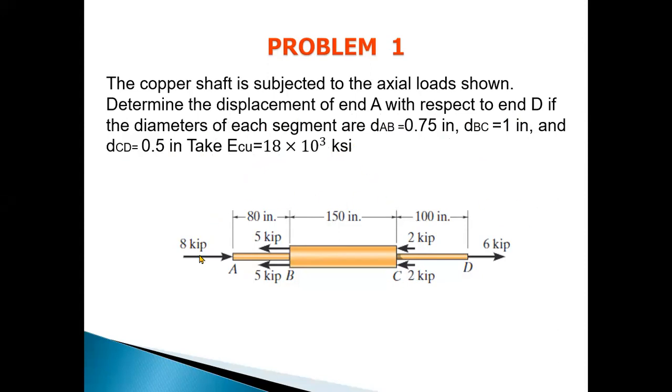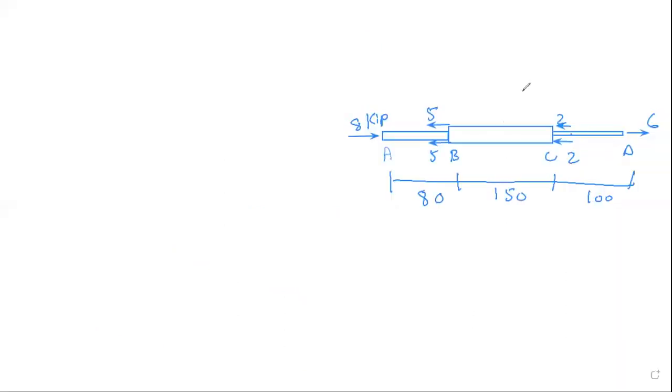Okay. So here we have a figure in which we have members AB, BC, and CD. There are applied loads on the different segments, 8 kip in the compression direction for member A. There is a load for members B, C, and D. So the values are 8, 5, 2, and 6 kips. This is a free body diagram of the member in which we have AB, BC, and CD. The length of AB is 80, BC is 150, and CD is 100.